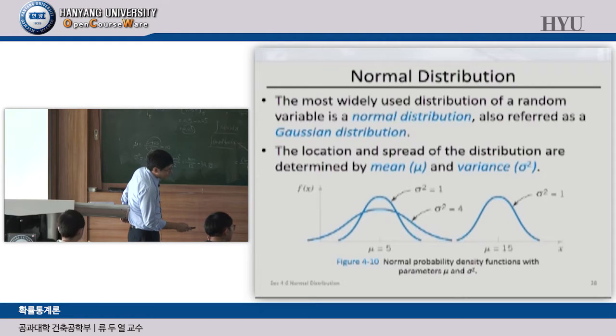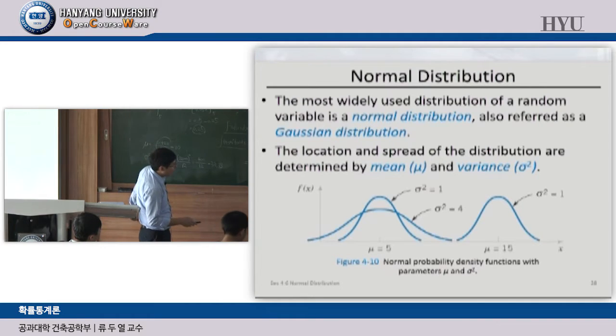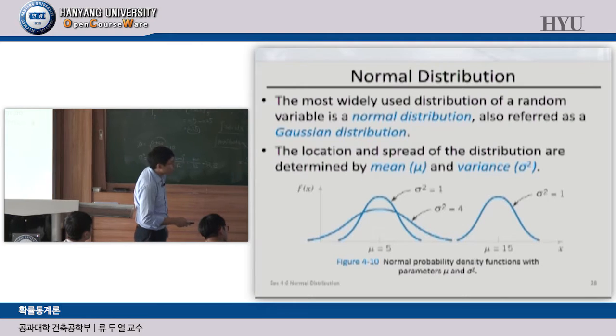In this case, the mean is equal to 5. As you can see, even though these two normal distribution functions have the same mean value of 5, the shape is different according to the variance. Variance normally indicates the scatter of the data, which means that when we have a larger variance, the width is larger. When we have a smaller variance, we have a smaller width as well, which means that all the data points are close to the mean value.